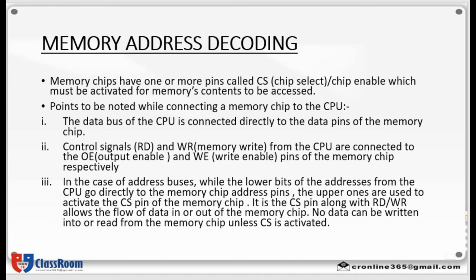Then, what is the function of this chip select? This chip select pin, along with this read and write, allows the flow of data in or out of the memory chip. No data can be written into or read from the memory chip unless this chip select is activated. So, mainly memory address decoding consists of these following points. These following points have to be noted for address decoding.